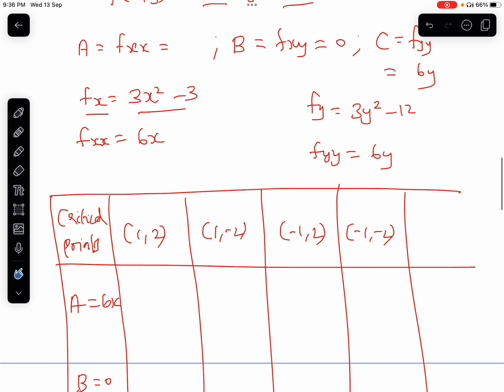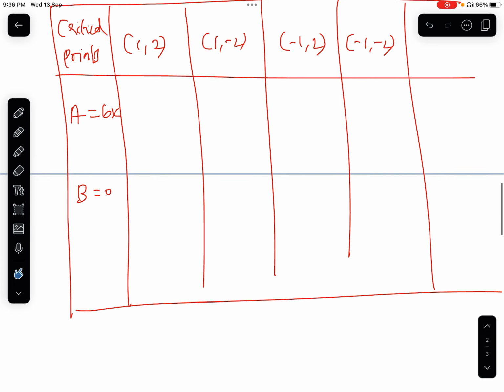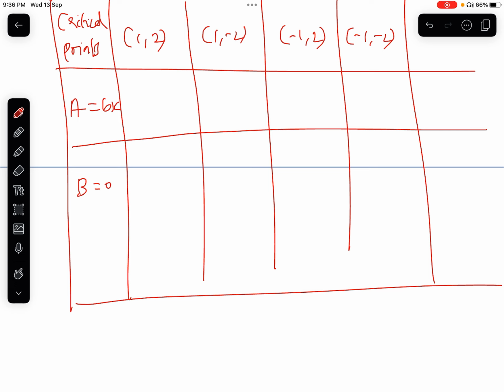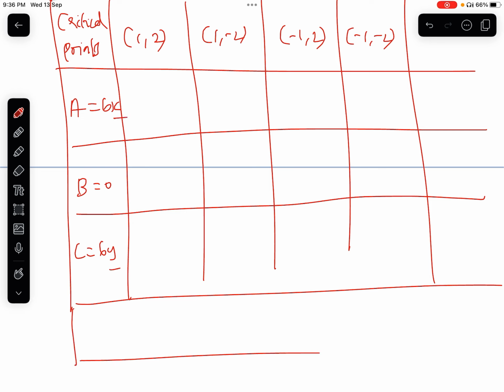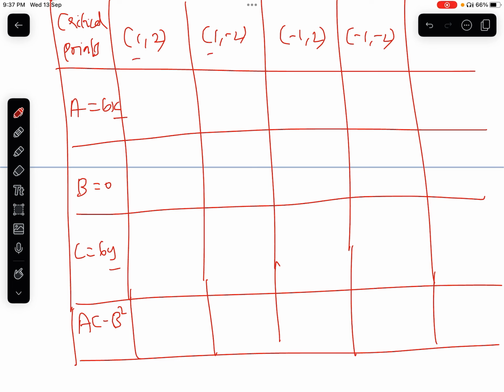Here you can see that we already got b is equal to 0. I showed you that for clarification. And c is equal to 6y. In the place of x and y here, at the end we should conclude with the suitable formula, ac minus b square. So a is equal to 6x. For all these points, only the first exponent you should take into account.